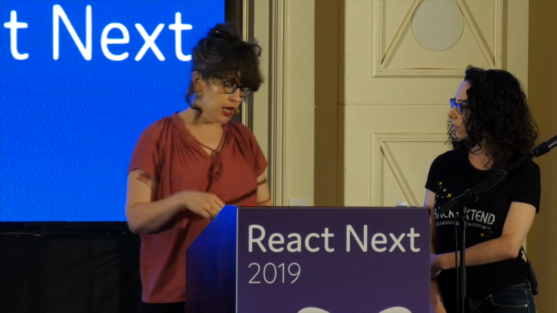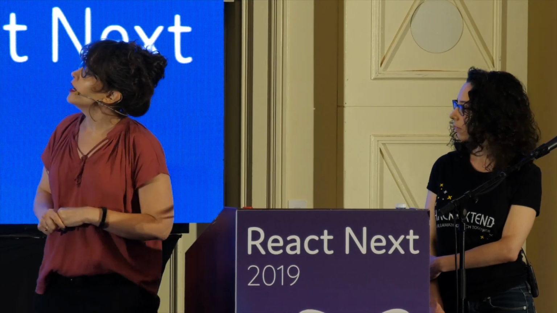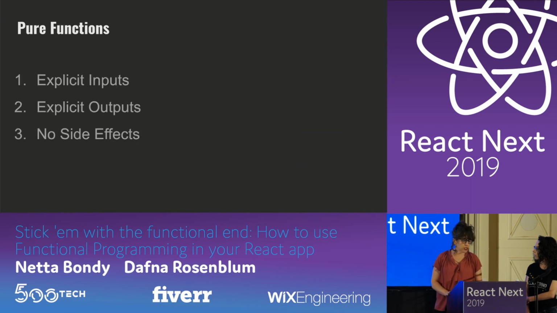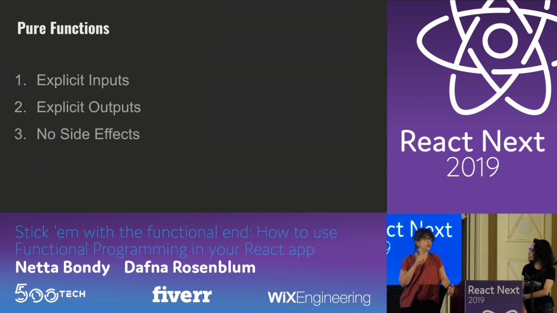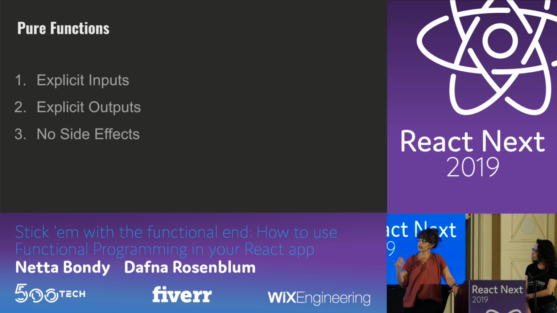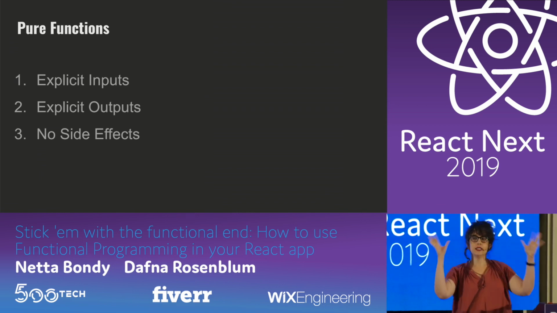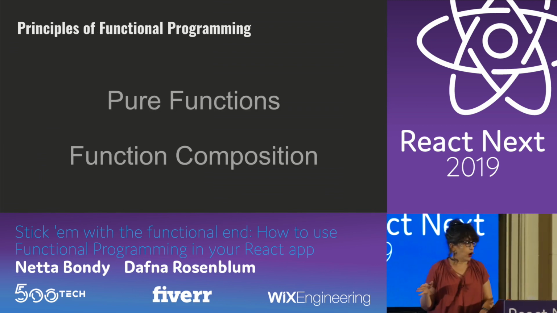So I want to start by talking about the two basic building blocks of functional programming. These are pure functions and function composition. Pure functions are functions that live up to three conditions. One, they have explicit inputs. That means all of their inputs are expressed in their parameters. Number two, they have explicit outputs. So all of their outputs are expressed in their return value. And number three, they have no side effects. So they don't affect anything outside of themselves.